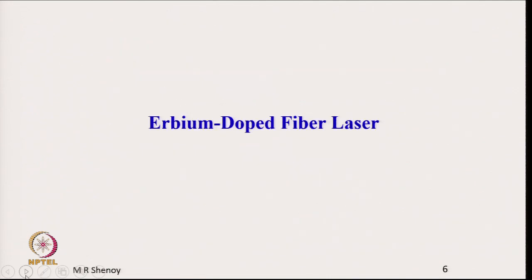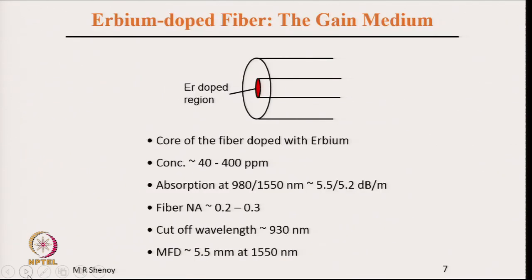All right. So, let us start with the erbium doped fiber laser, because we have already discussed the erbium doped fiber, in which the core is doped with erbium. So, the core of the optical fiber is doped with erbium ions. The typical concentrations are 40 to 400 ppm, parts per million, and absorption at 980 and 1550 nm are given here.